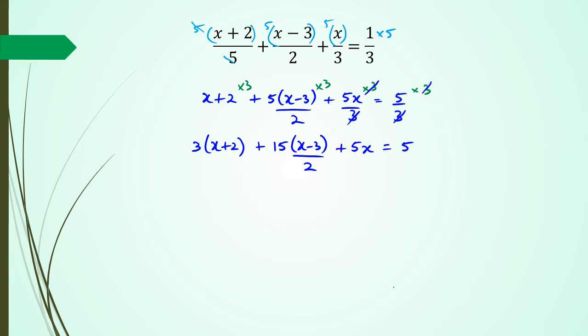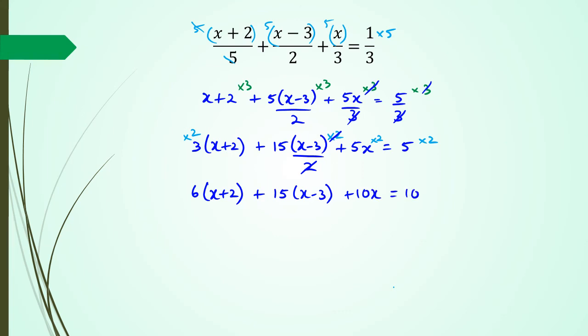Now the last thing I need to get rid of is the 2. So I'm going to multiply everything by 2. So multiply the first term by 2, second by 2, third by 2, and the last term by 2. When I do that, I get 6 times x plus 2. In my second term, the two 2's cancel out, and I'm left with 15 times x minus 3 plus 10x, and that is all equal to 10.